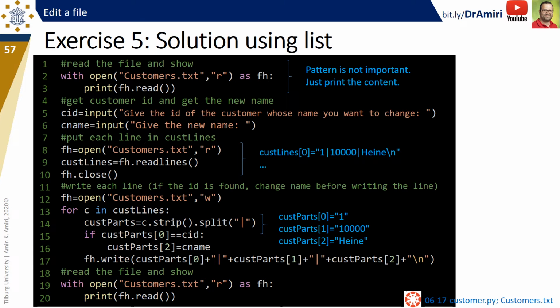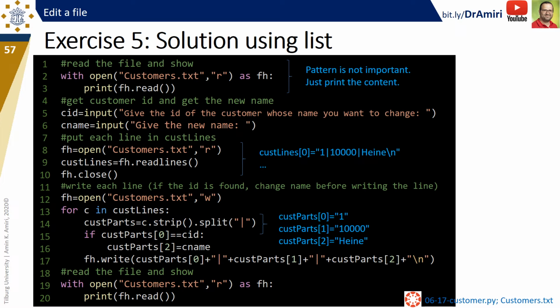As a result, in line 17, I can write this new content, whether the content is changed or not changed, it doesn't matter. I'm going to write down cost parts in the same file. You can see here again, I'm going to follow the pattern provided by the file. I start with the CID, the customer ID, which is cost parts 0.